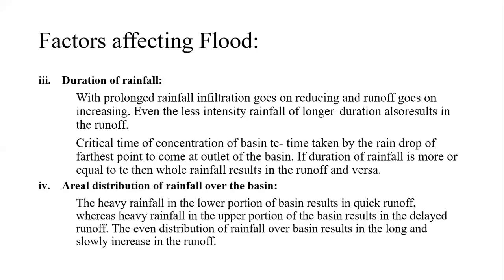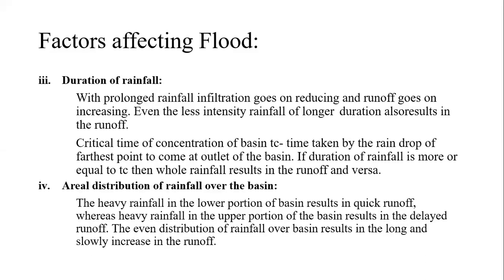The next one is areal distribution of rainfall over the basin. That is, heavy rainfall in the lower portion of the basin results in a quick runoff and a quick flood, whereas heavy rainfall in the upper portion of the basin results in a delayed runoff and a delayed flood. And then the even distribution of rainfall over a basin results in a long and slowly increasing runoff and flood, we can say.